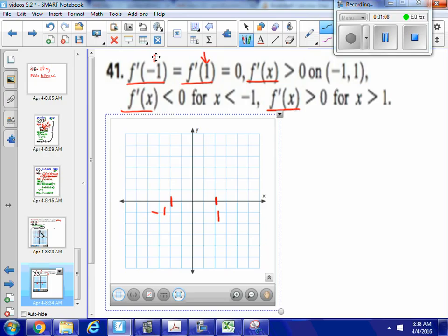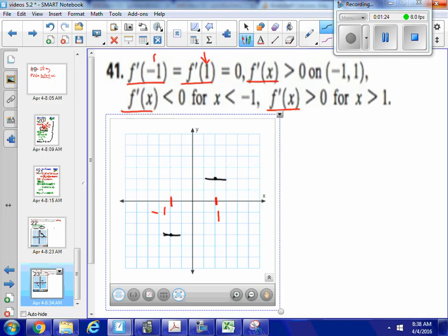a 0 slope. So I know, let's just pick a point. I'm going to pick any old point. I'm going to say I have a 0 slope there, and I'm going to pick a point over here, and I have a 0 slope there. That's what I know so far.